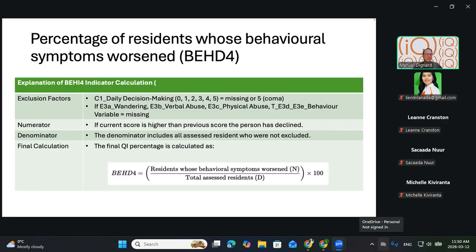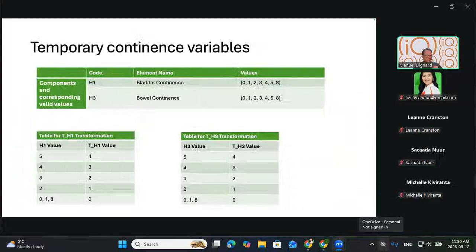So we're just looking at the score. If the current score again is higher, then you've declined. We're just adding them all up at 1 to 4, right? Confidence variable.